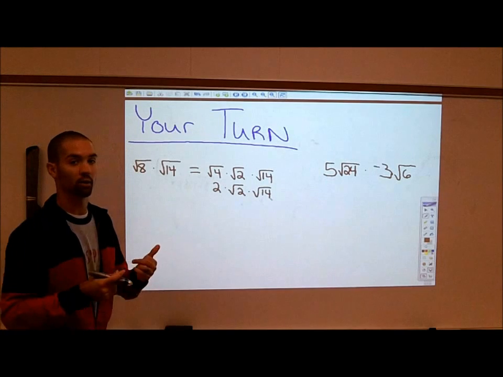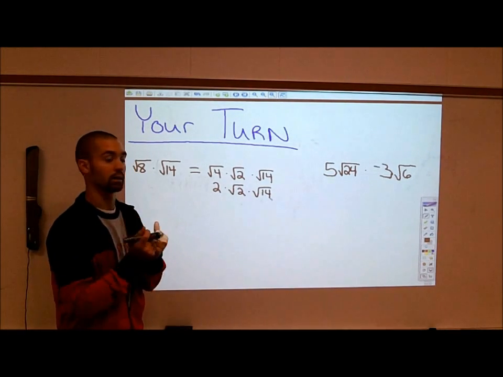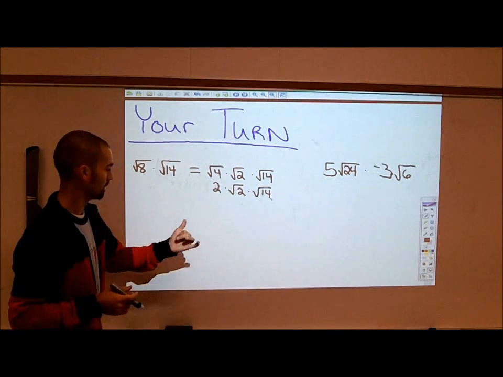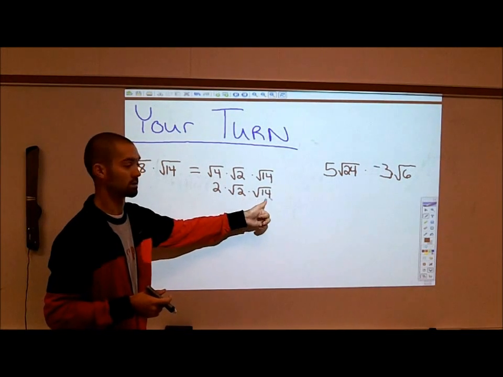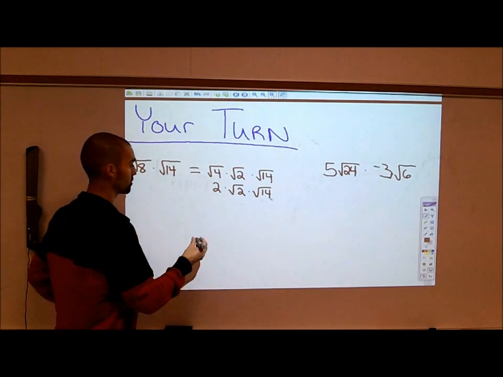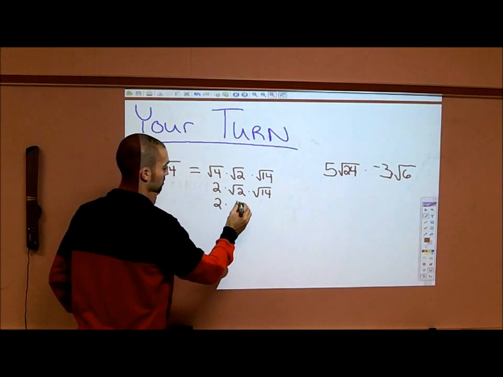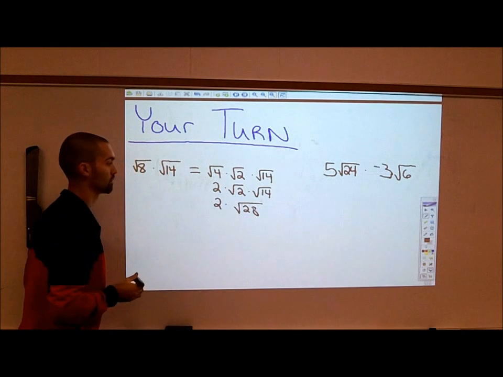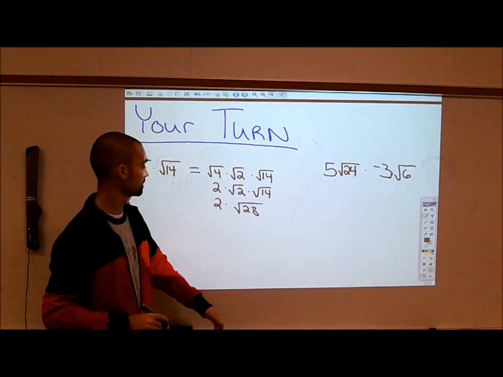Now again, I can only combine things that are on the outside of the radical together, and I can only combine things that are inside the radical together. Well, this has nobody to combine with right now. This guy does. Square root of 2, square root of 14, they're both inside the radicals. I multiply those together. I get the square root of 28. So we can take two radicals and combine them into one.